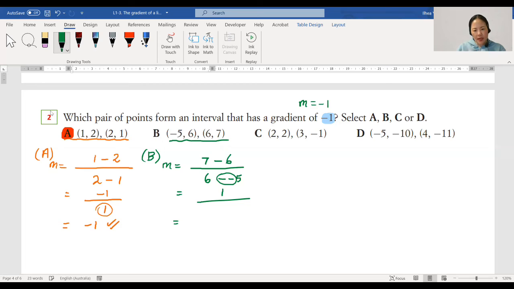So I put plus. So what would that be? 6 plus 5, Grace? 11. Good. So I'm just going to leave it as it is. So the gradient is 1/11. Well done, Grace. Okay, next, what's my Y2?